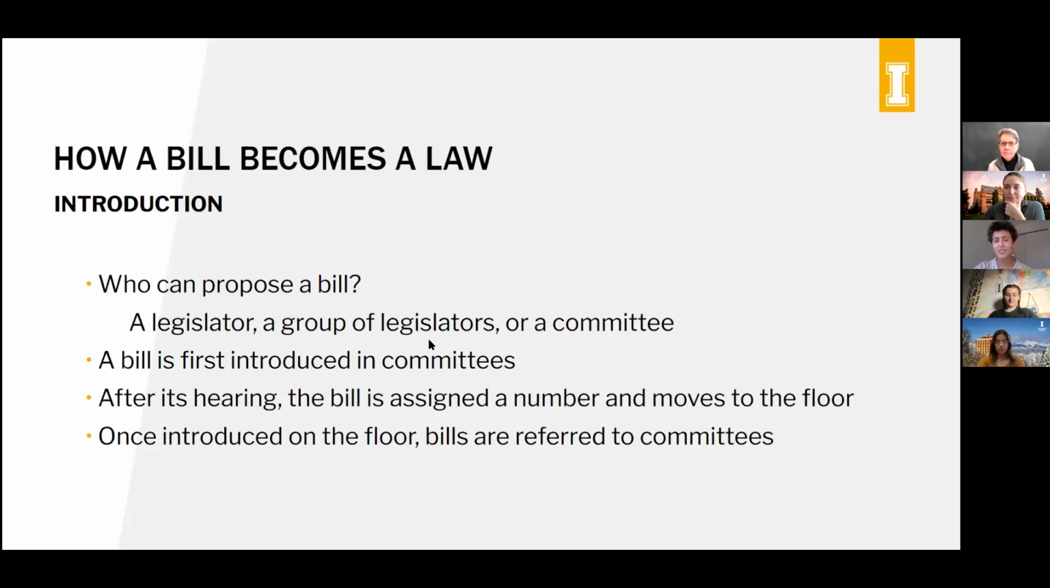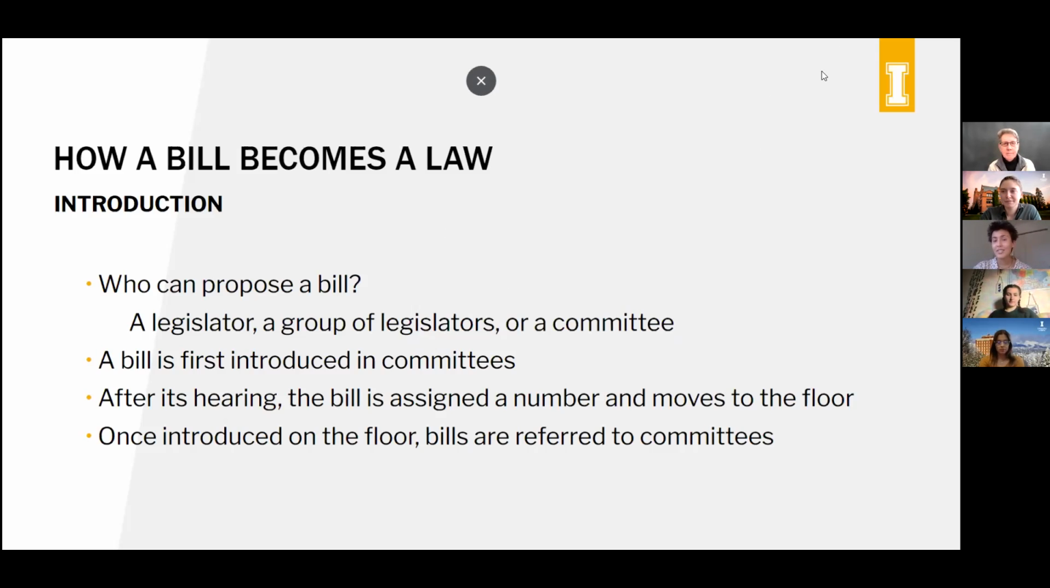When a bill is first introduced, that legislator, group of legislators, or committee testifies first in front of a committee, which is a very short hearing before it is decided whether or not the bill will be considered on the floor and move on to further steps. So after this very first initial hearing, if the committee decides that they're willing to move forward with the bill, it will be assigned a number and it moves on to the Senate floor.